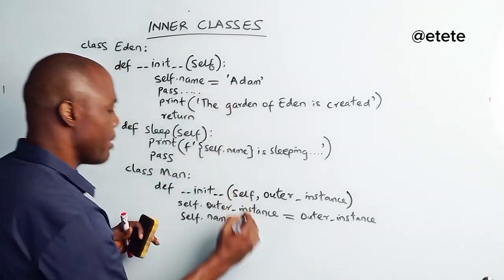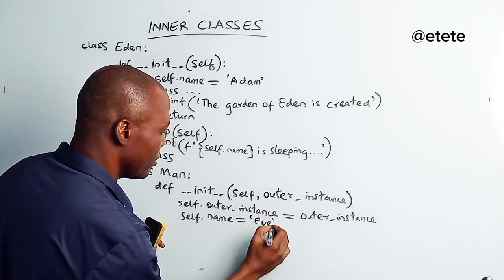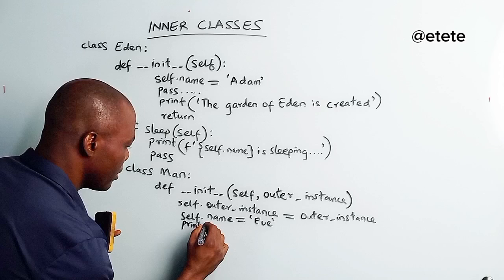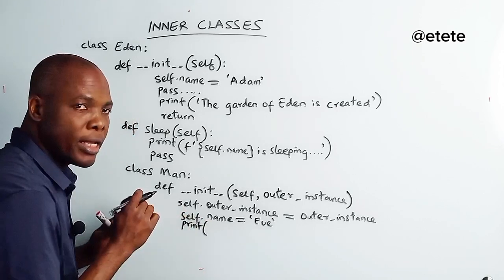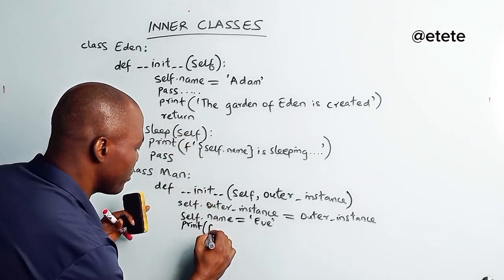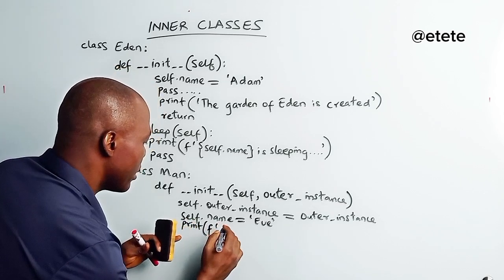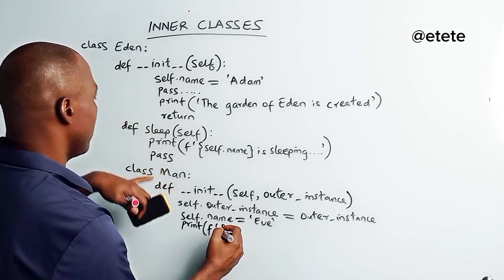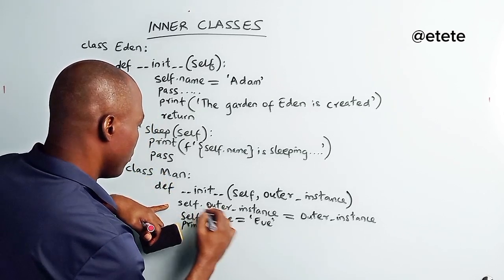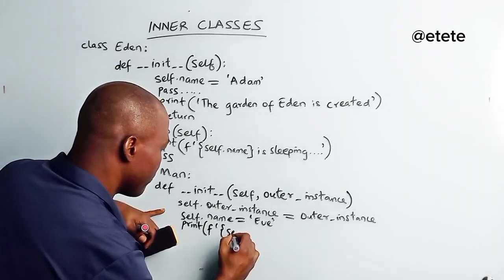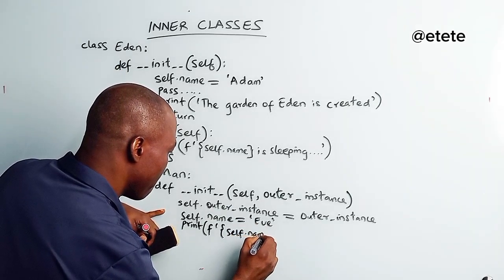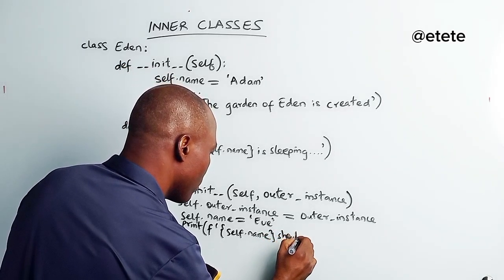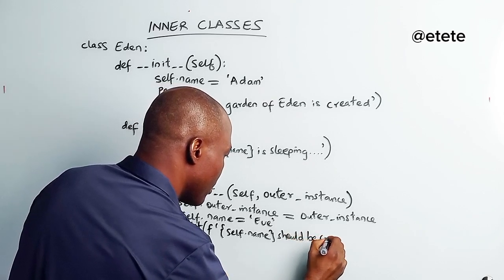Just like this Adam, I'm going to assign it to it. Then here I am going to say print. In this place I will say f, I will call my format string. Then I will say self.name, which is "it should be created".